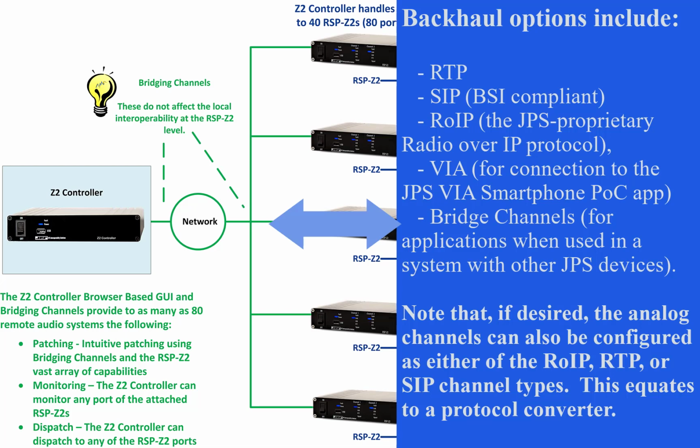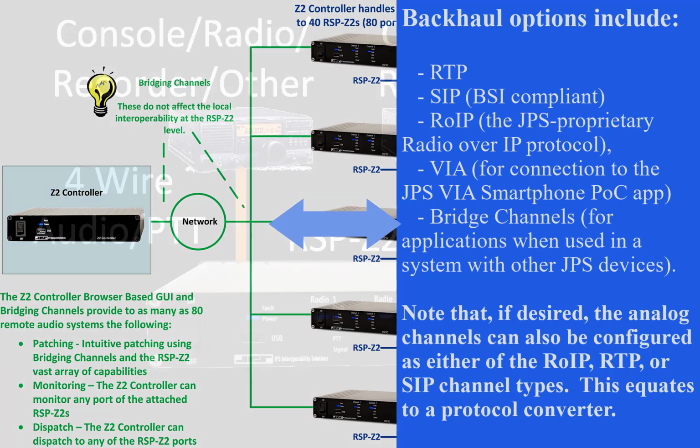Backhaul options include RTP, SIP, which is BSI compliant, ROIP, the JPS proprietary radio over IP protocol, VIA for connection to the JPS VIA smartphone talk app, and bridge channels for applications when used in a system with other JPS devices. Note that, if desired, the analog channels can also be configured as either of the ROIP, RTP, or SIP channel types. This equates to a protocol converter.